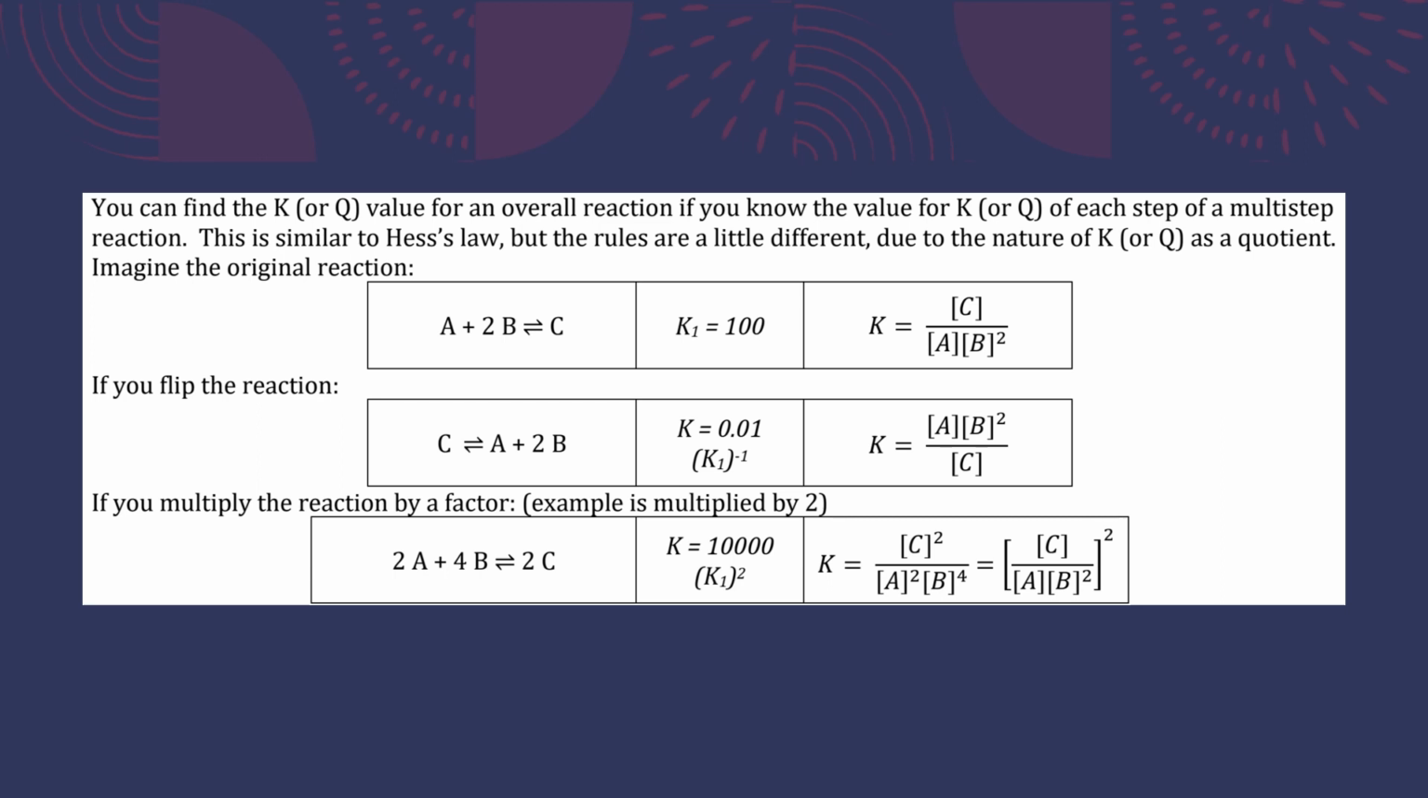Assuming we keep the same order as the original reaction, but we multiply by a factor, let's say 2, notice what happens to the K1. It becomes squared, and the parts that make up the K expression become squared as well. So originally it was concentration of C over concentration of A times B squared, but then by multiplying the reaction by 2, you have to square everything else.